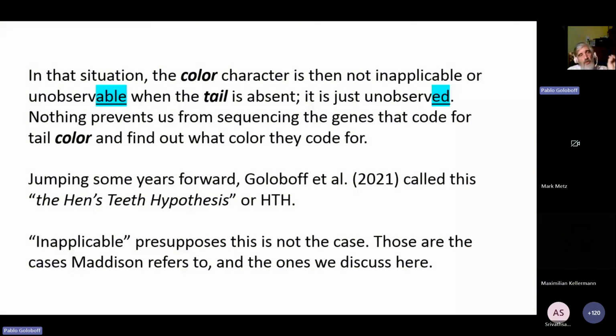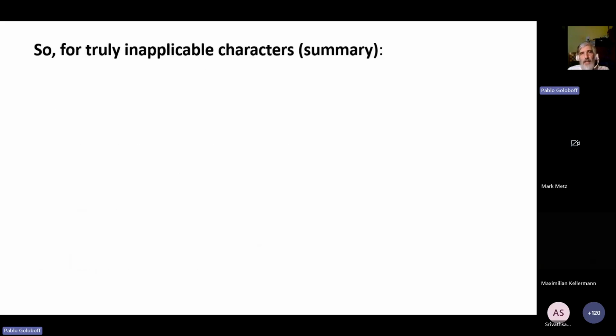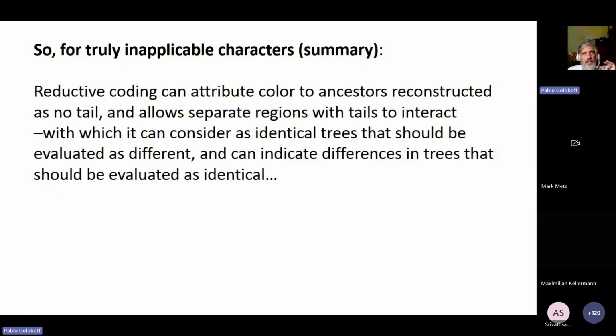It is up to you as a user, as a researcher, to code or think of your characters as faithfully as possible. So, for truly inapplicable characters, the situation is, this is a summary, the reductive coding can attribute color to ancestors that are reconstructed as having no tail and allow separate regions of the tree having tails to interact, with which it can consider as identical trees that should be evaluated as being different in terms of their explanatory power, and can indicate differences in trees that should be evaluated as identical.